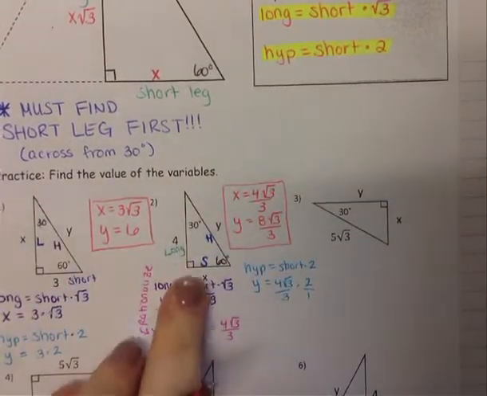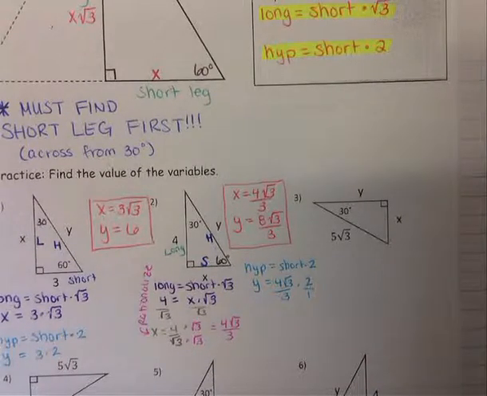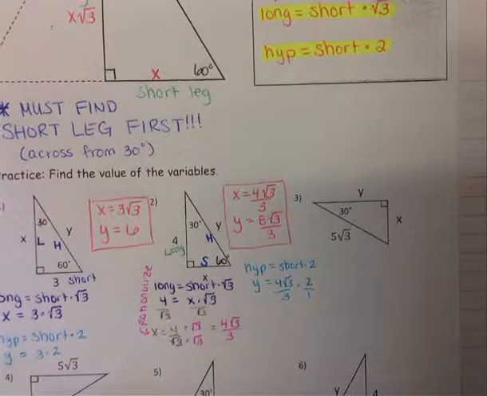As long as you find your short side first, you can find everything. If you're already given your short side, that's always very nice, but you won't always be given your short side.